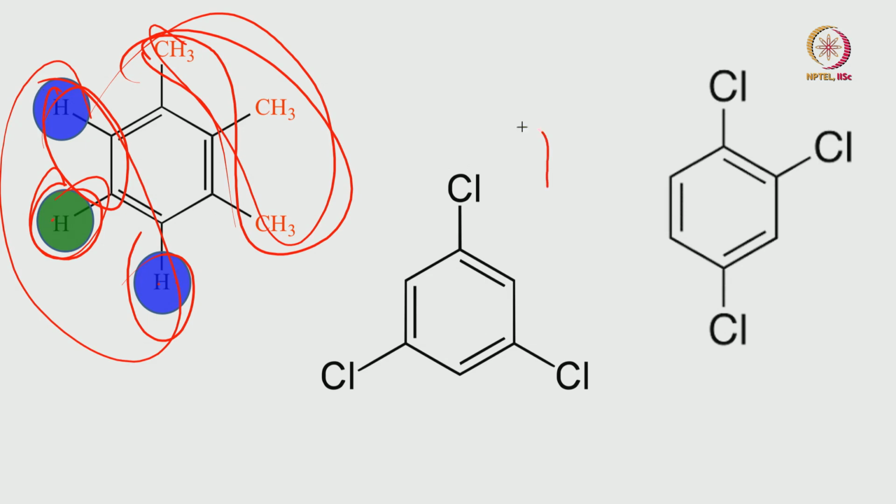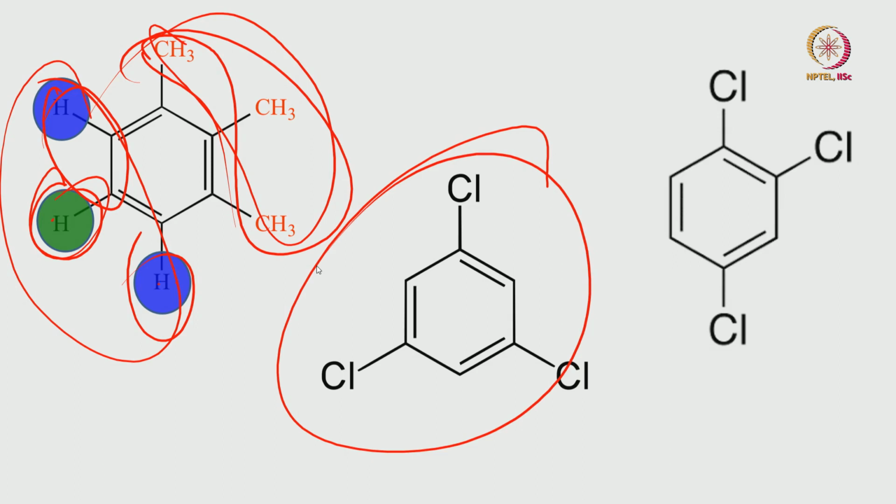What about a symmetrically trisubstituted benzene like this? All the three chlorines are in the 1,3,5 positions, a trichloro substituted benzene. Now, you can see all the three protons are chemically equivalent.